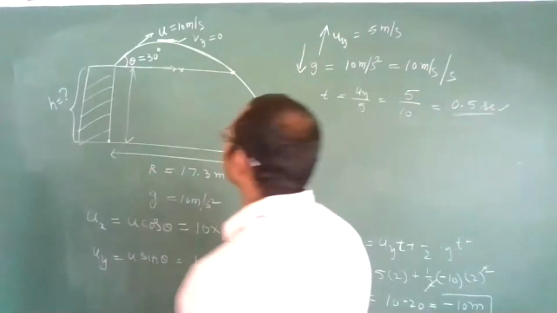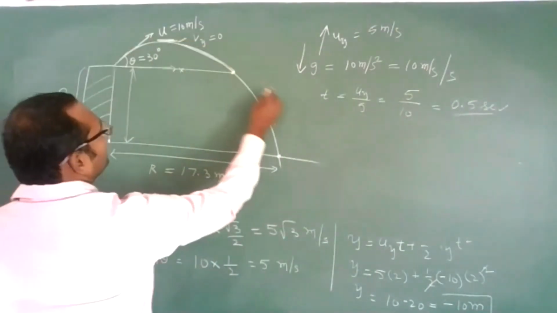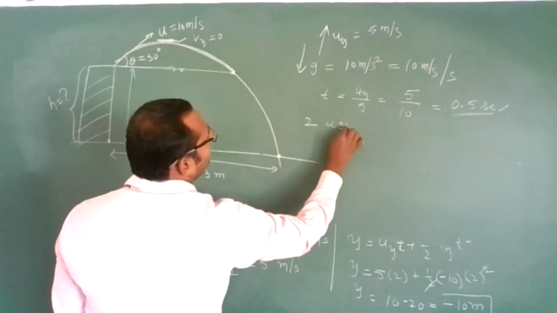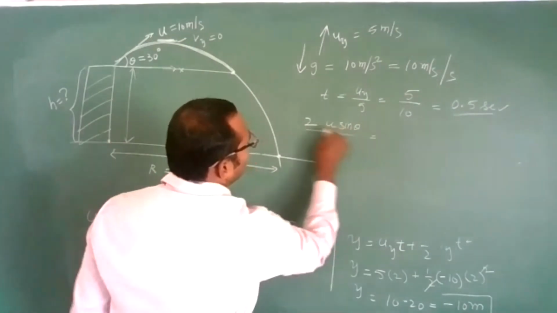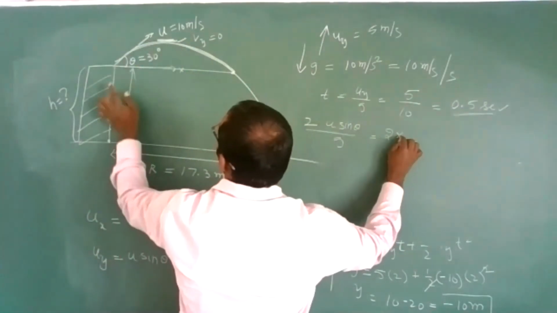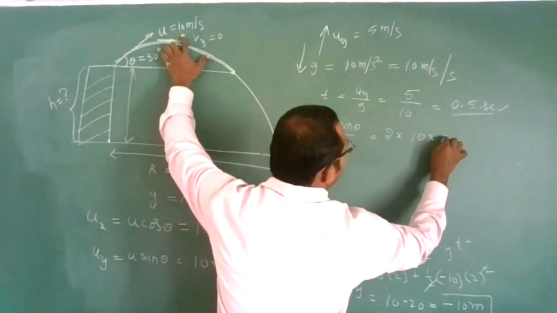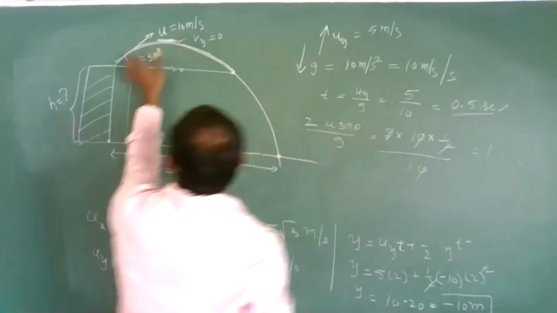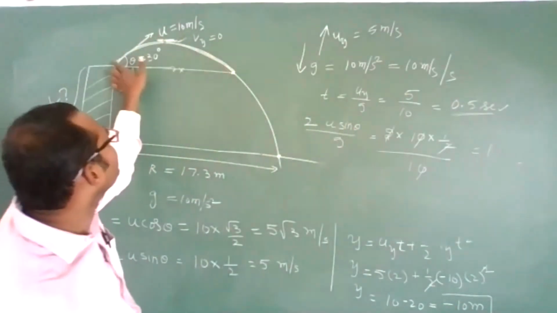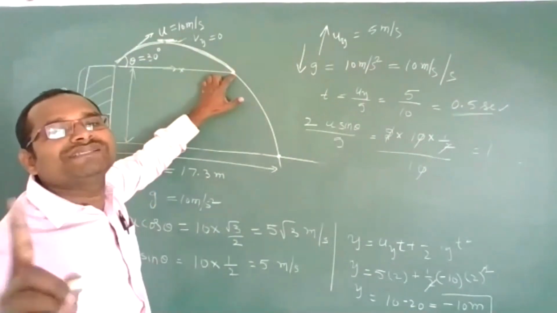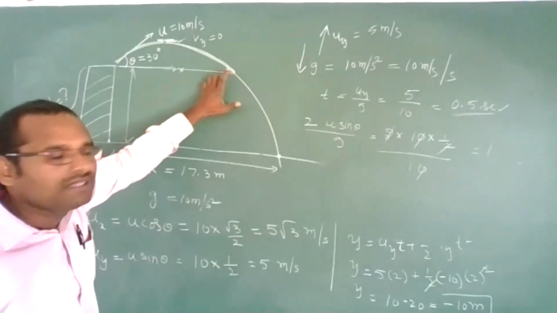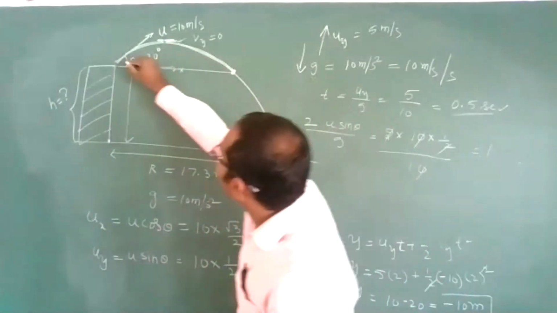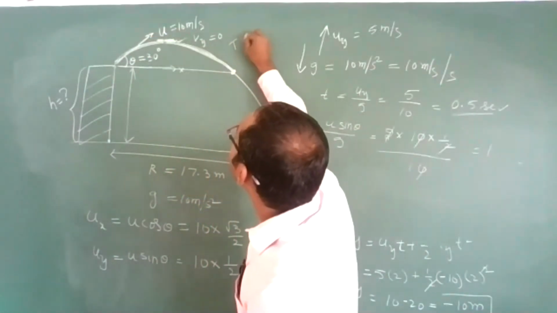Correct? Means this time of flight from here to here, you can write as 2u sin theta by g. So that is 2 into u value, 10, into sin theta, sin 30 is 1 by 2, divided by 10. 10 cancel, 0 0 cancel, 1 second. See, 0.5 from here to here and 0.5 back, so the total time of flight from here to here is 1 second. So to come from here to here, its time of flight is 1 second.